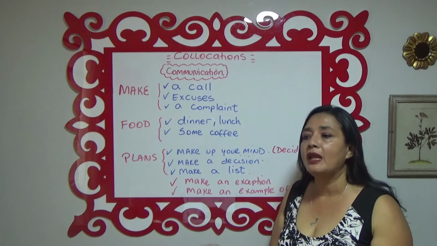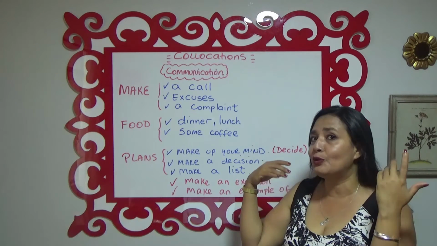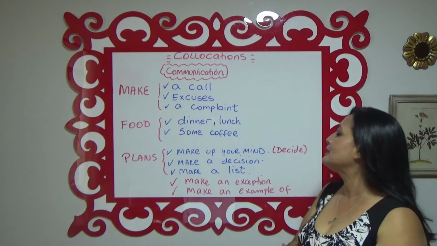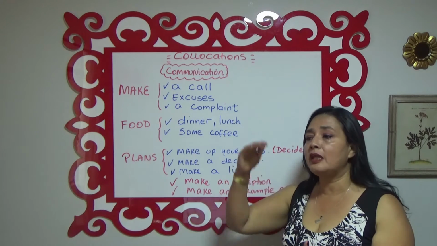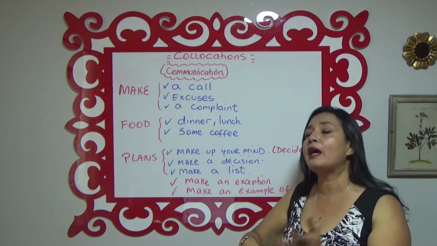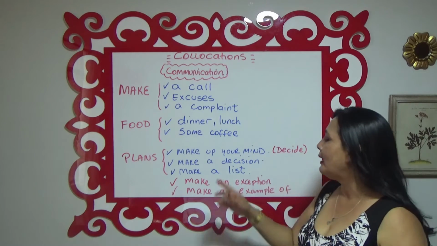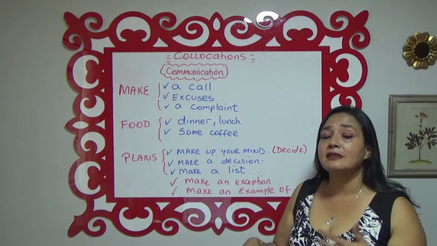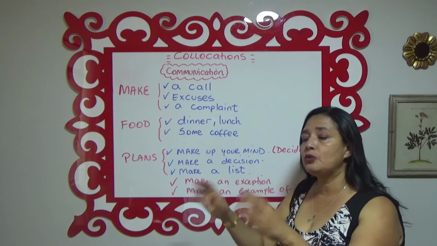Make a decision. Are you going to work as a teacher or are you going to work as a secretary, all right? Make a list. When you go to the supermarket and you don't want to forget what you have to buy, so you make a list in order to remember. Make an exception is something that only you are able to do in this moment.